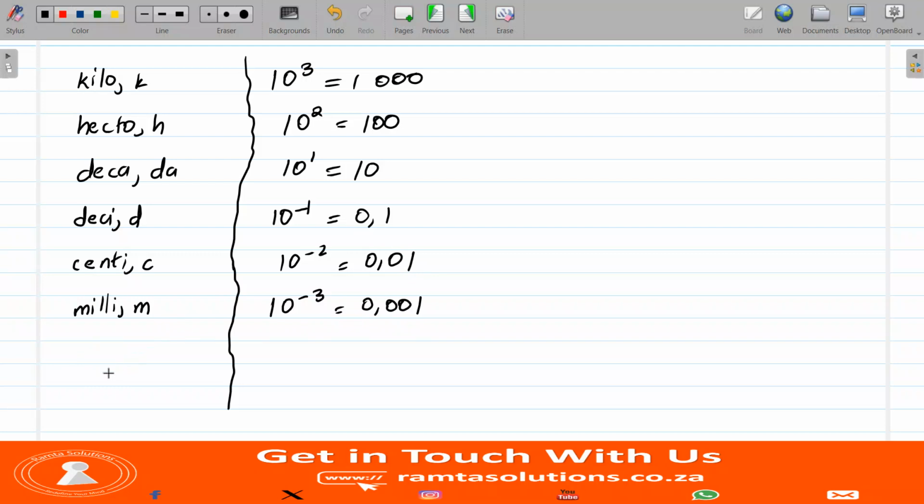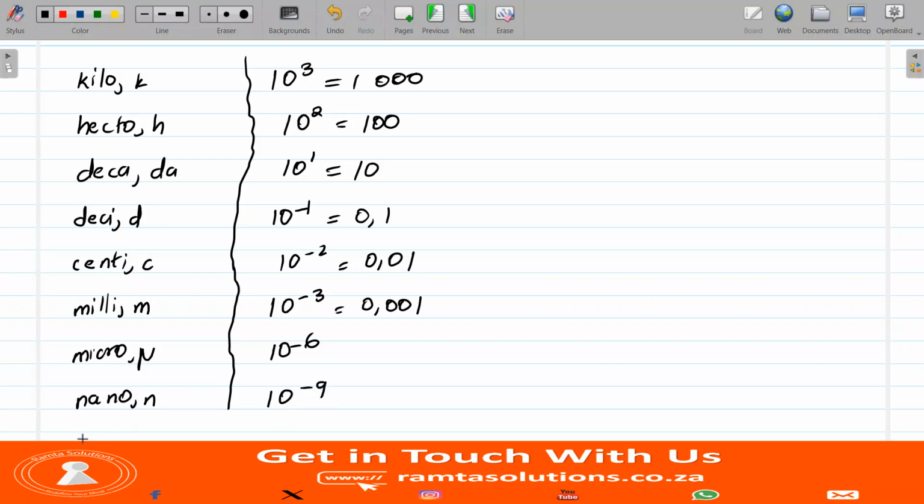Then you have, let's try micro. Micro has the Greek letter mu. So this is 10 to the negative 6. Please let me not write 6 decimal places, okay? Then we have nano. Nano is small letter n, which is 10 to the negative 9.